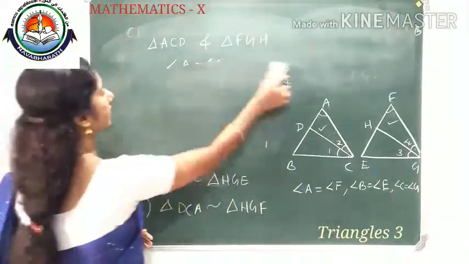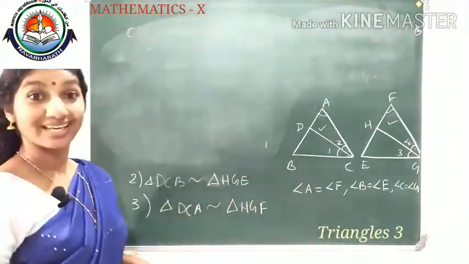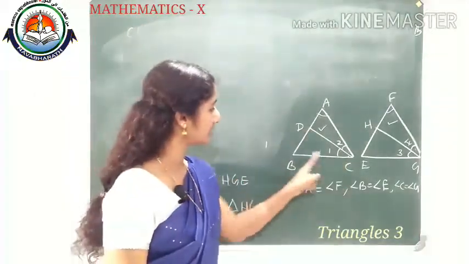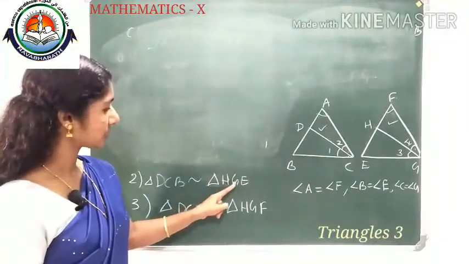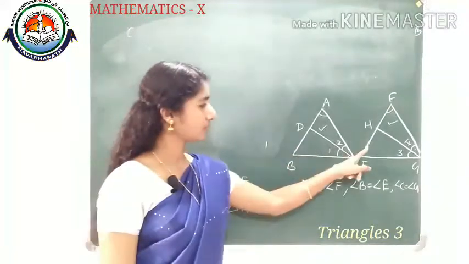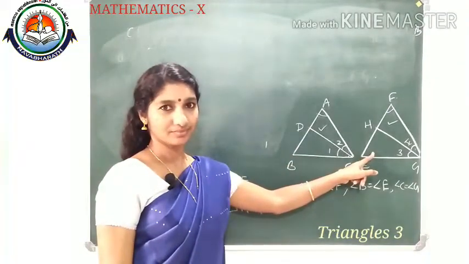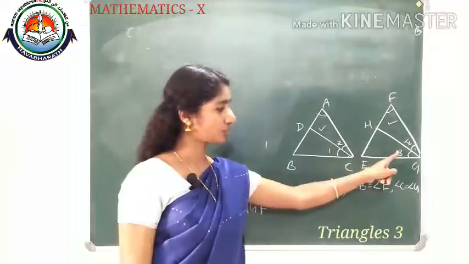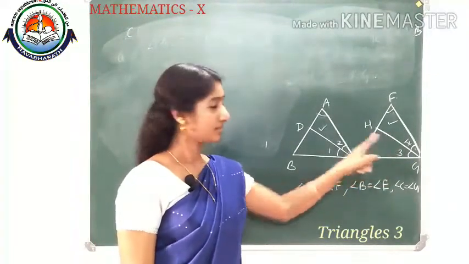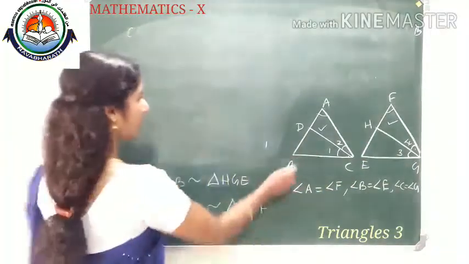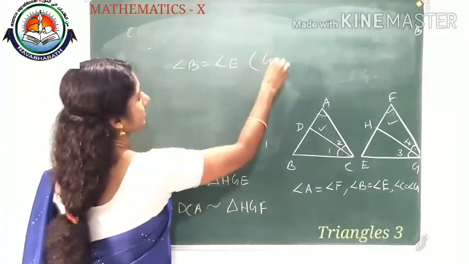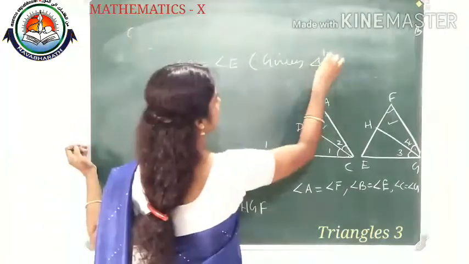So the first proof we have given, and come to the second proof, in the same way you can give the second proof. See DCB, which is a triangle DCB, it is similar to HGE, how will you give the proof? See, angle B equal to angle E, and angle 1 equal to angle 3, they are the halves of C and G. So we need to write angle B equal to angle E, given, this is given the triangles are similar.